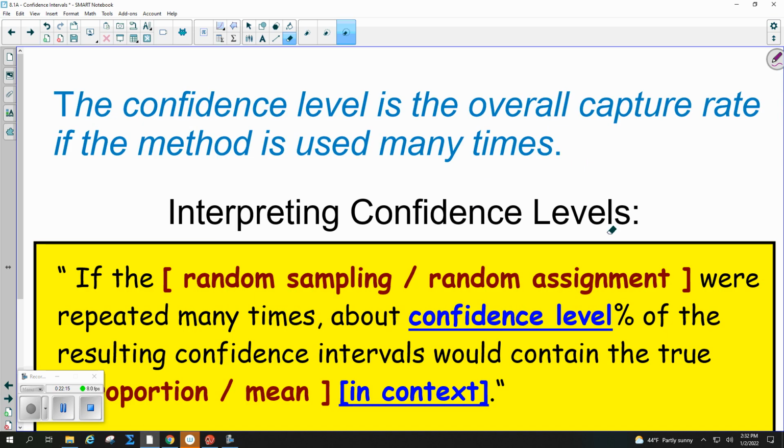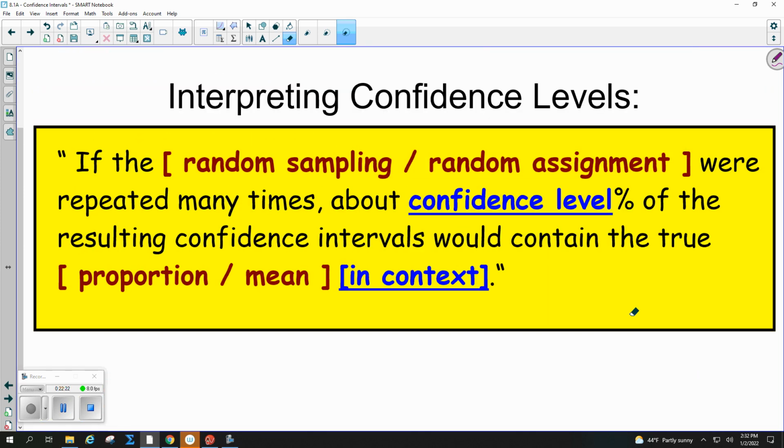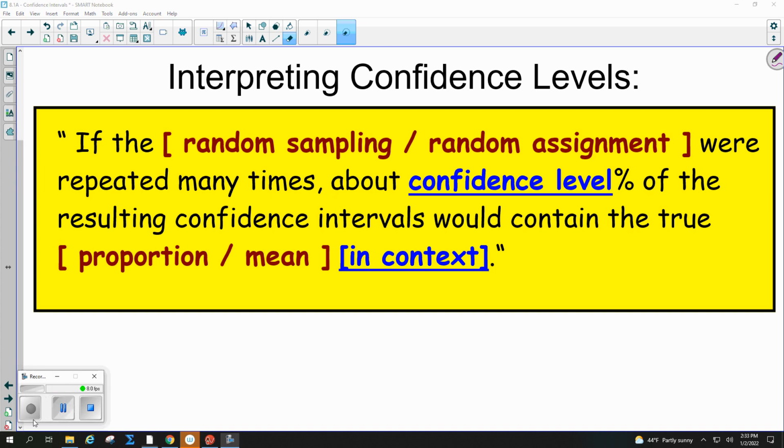Okay, so confidence level is the overall capture rate. If you use this method many, many times, this is the sentence you need to write down word for word, all right? And you need to memorize and know this sentence. So if the random sampling or random assignment were repeated many times, about blank percent of the resulting confidence intervals would contain the true mean or proportion in context. So feel free to pause if you guys need more time to write down that definition.